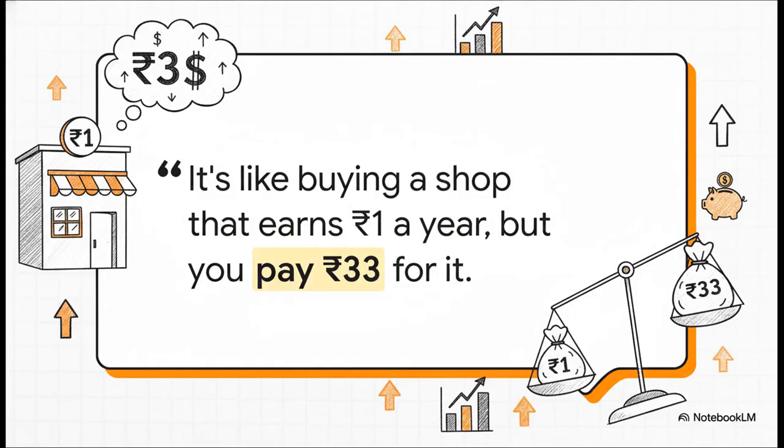Simple enough, right? I love this analogy. It's like buying a shop that earns 1 rupee per year, but you pay 33 rupees for it. That nails it. So let's take a real-world example. Godrej Consumer. Their PE ratio is 33. That literally means for every 1 rupee of profit they make, the market is paying 33 rupees for a piece of that company. Exactly like that little shop.